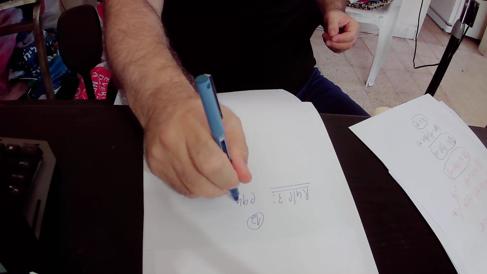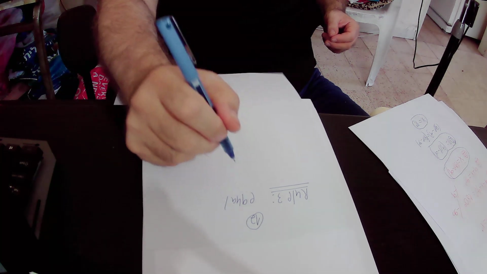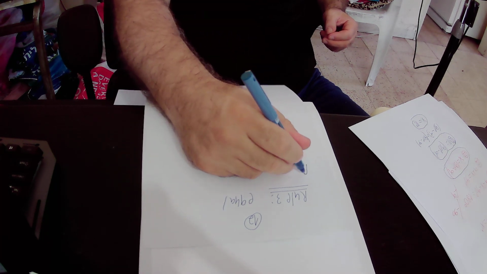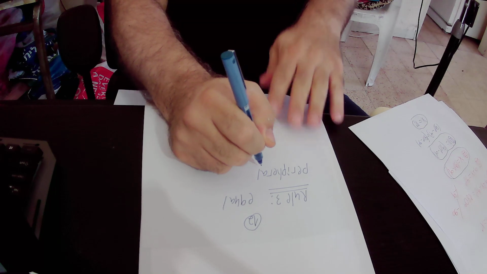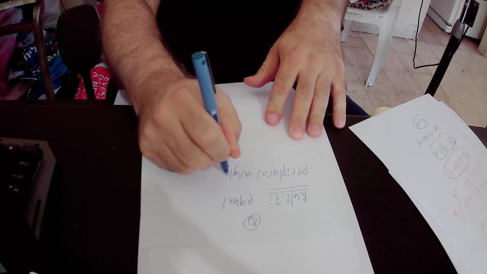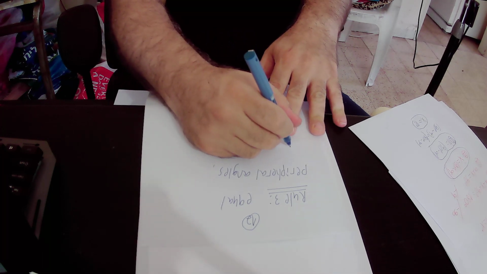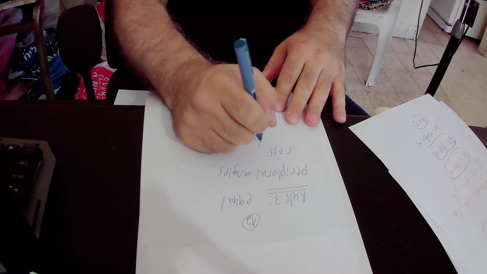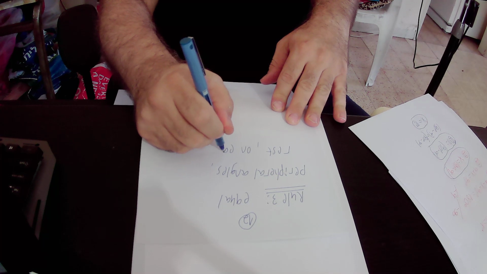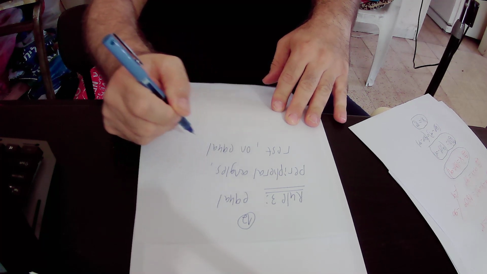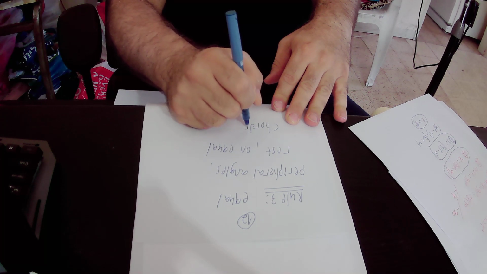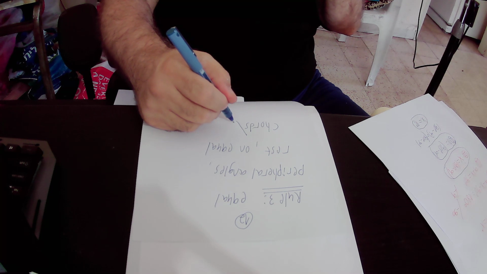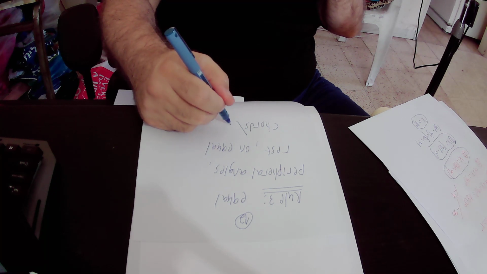Equal peripheral angles rest on equal chords or equal arcs. Instead of "or" I will write a slash.